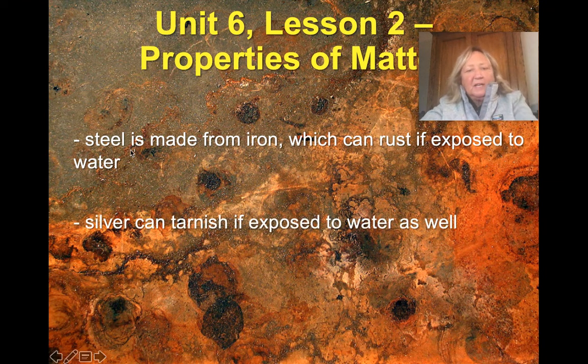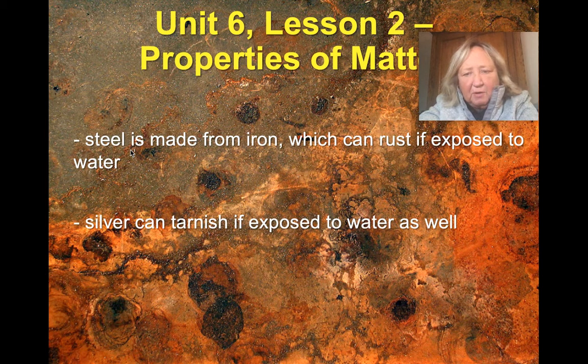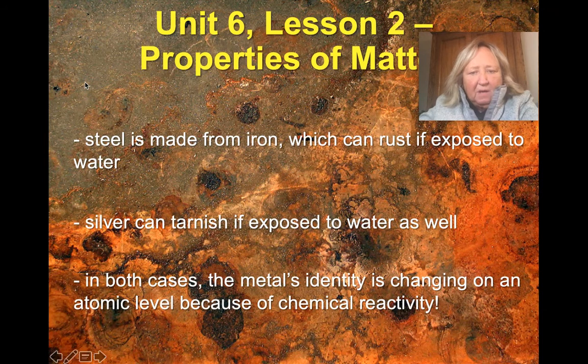Also, silver can tarnish if it's exposed to water or the air, to oxygen. And again, I'll give you an example of that. It would be like your silverware that you might have at home. Okay, in both of those examples, the metal's identity is changing on an atomic level. And don't think that's hard and too high school language for you. It just means the atoms inside of it are changing because it's reacted chemically.